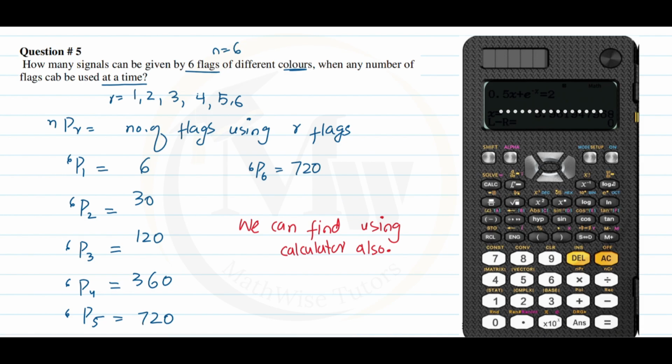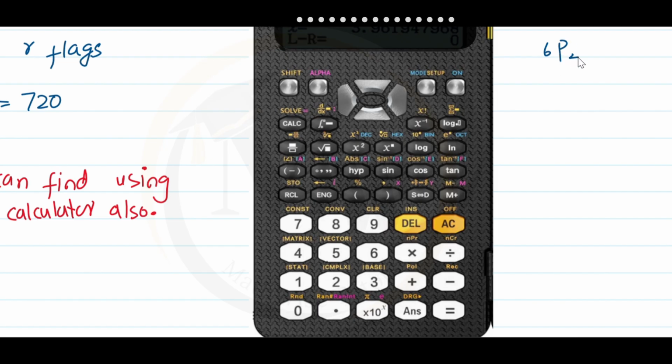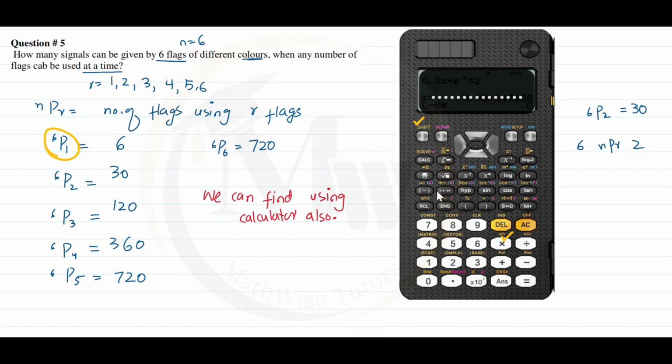So it's very easy. Let's close this up. Let's suppose we need to find 6P2. You need to first press 6, then the permutation nPr. But the nPr is not a direct button, so we will press with the shift. When you press shift and this X, it will be considered as nPr, and then the second number r we will press, that is 2. When you press this, you will get the answer 30. In this way, you can find directly from the calculator.